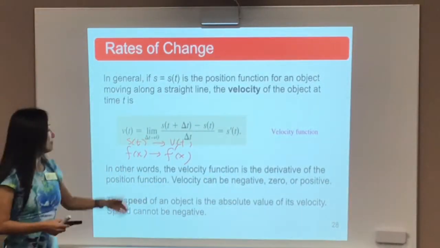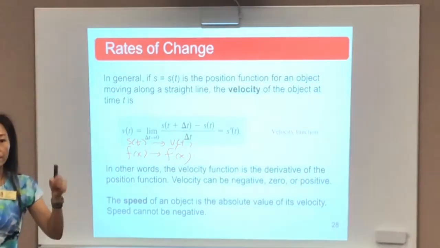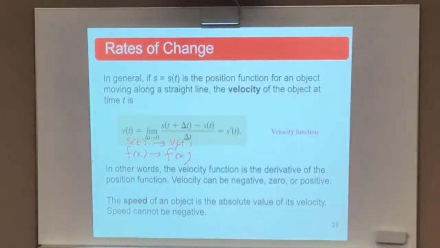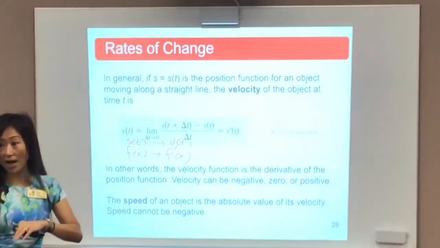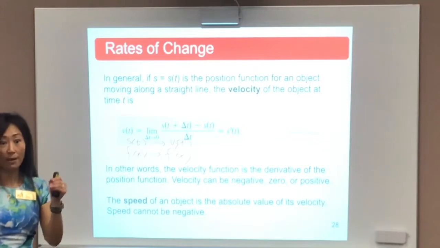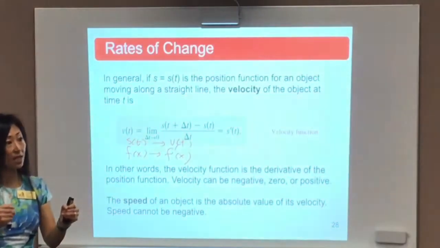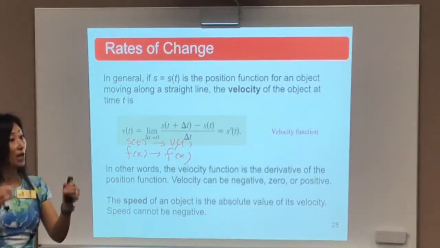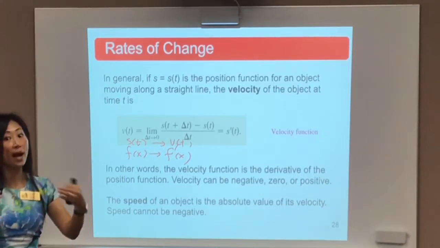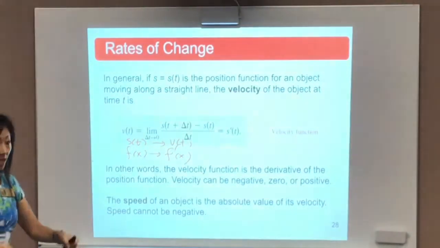The speed of an object is the absolute value of its velocity. Speed cannot be negative. Are you with me, class? In other words, velocity can be negative, 0, or positive. But if you're talking specifically about speed, speed cannot be what? Negative. You can have a 0 speed, you can have a positive speed, but you cannot have a negative speed.